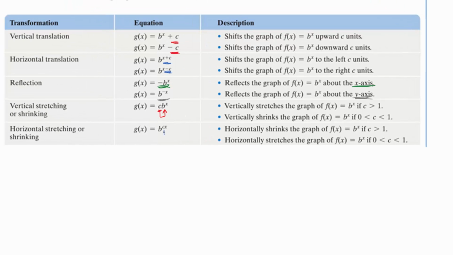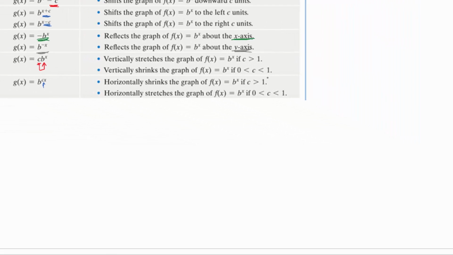Similarly, when a constant is multiplied to the entire exponent part, then it stretches or shrinks the graph horizontally based on its value. Similarly to the vertical stretch, the stretch or shrink depends on the value of c. If c is greater than 1, it would shrink. If c is just a decimal, then it would stretch the graph.